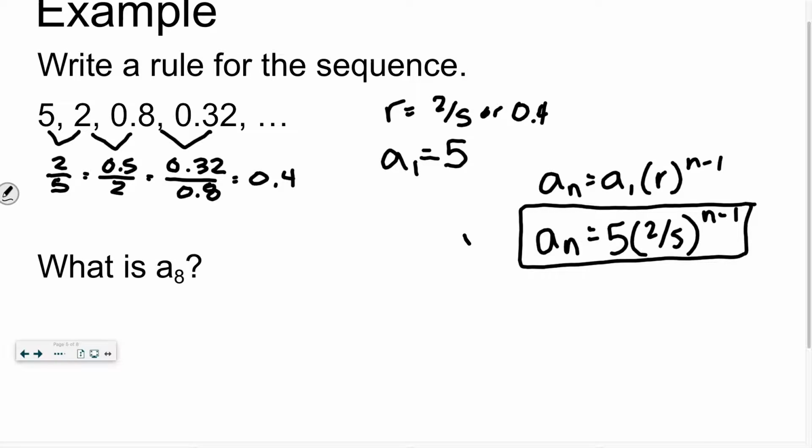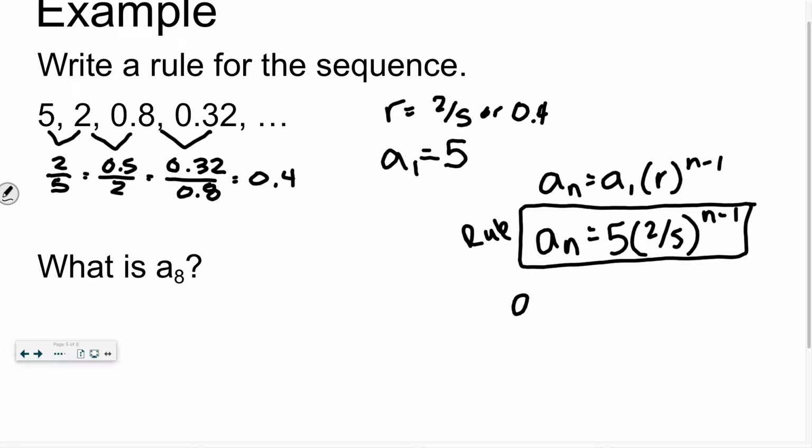Okay. Your rule should always have n's in it. So that I could then give this rule to Dylan and say, find me the 5th term, and I could give it to Luke and say, find me the 10th term, and I can give it to Chloe and say, find me the 12th term. Okay, they can plug in their own n's.